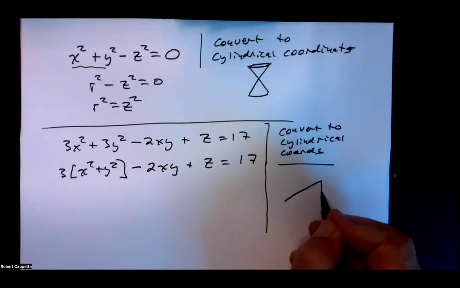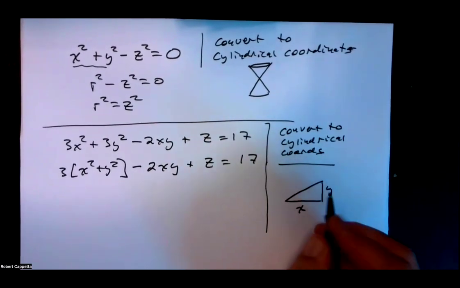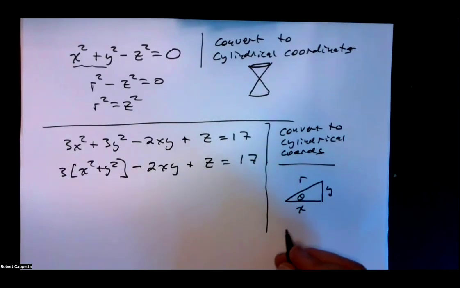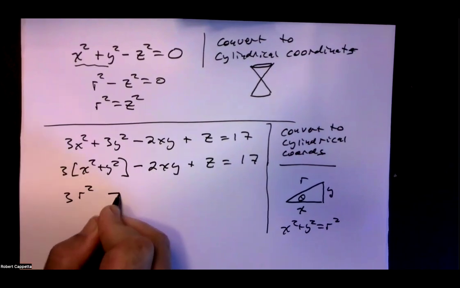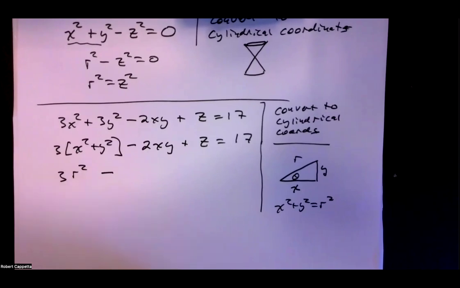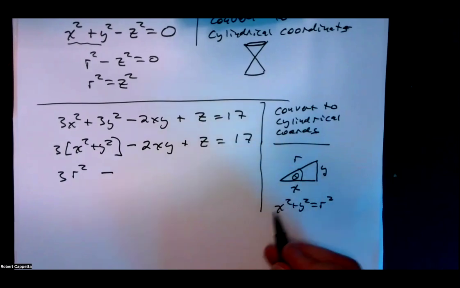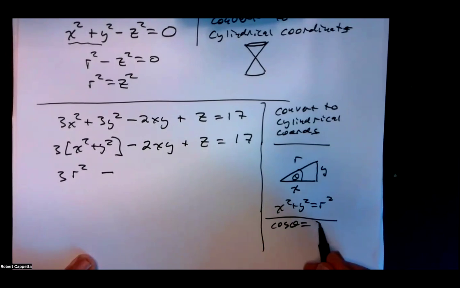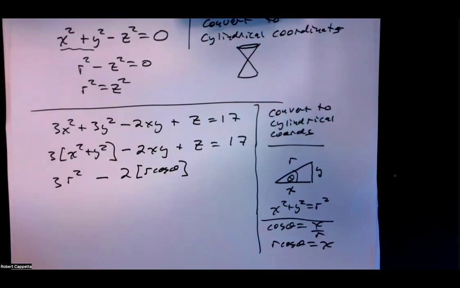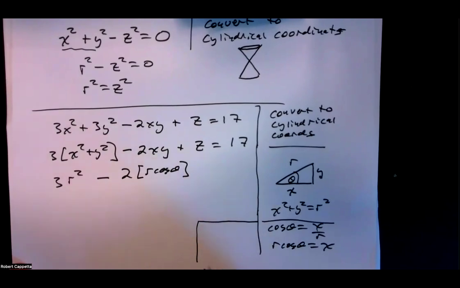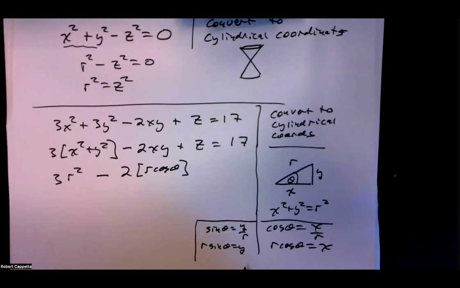So again, we're looking at our triangle here. Here's x, here's y, here's r, here's theta. We see x squared plus y squared is r squared, which is good. So I know I get 3r squared minus, what is x, what is y? How do I make sense of that? Well, we see cosine of theta is x over r. So r cosine theta is x. So I get minus 2x is r cos theta. And how about y? What is y? Well, same kind of thing, right? Sine of theta is y over r. So r sine theta is y. So we get r sine theta plus z equals 17.